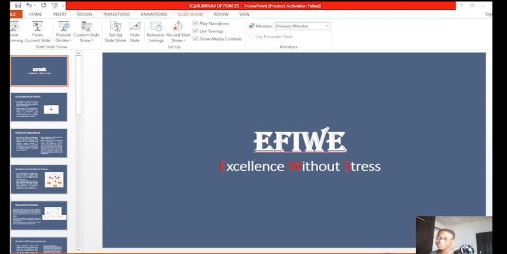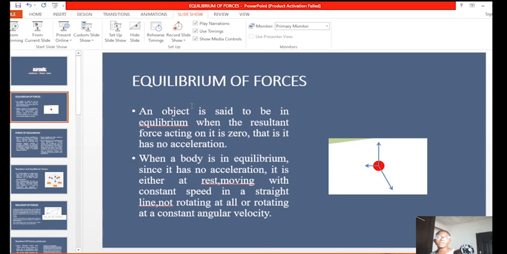We're back on our journey, and today we're going to another topic in physics, which is equilibrium of forces. Forces and their equilibrium. An object is said to be in equilibrium when the resultant force acting on it is zero. When the resultant force acting on it is zero, that is, it has no acceleration.